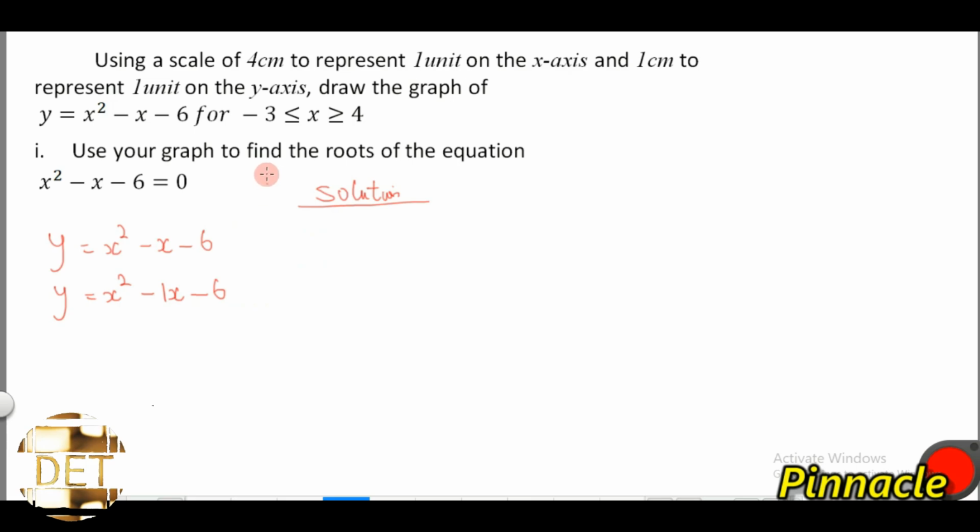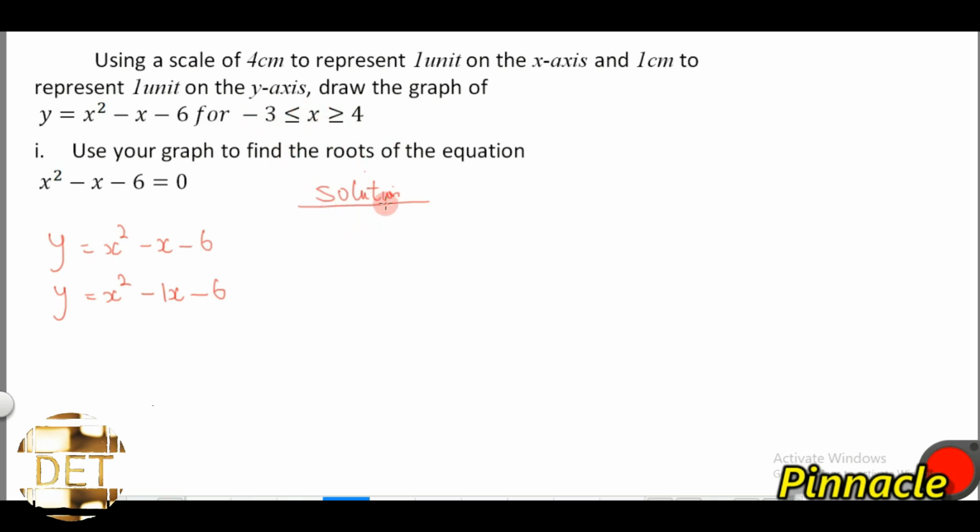So the next thing that you would want to do is to write out the table of values. The table of values that you would use to draw the graph. So the question is, using a scale of 4 centimeters to represent 1 unit on the x-axis and 1 centimeter to represent 1 unit on the y-axis, draw the graph of y is equal to x squared minus x minus 6 for a value of x ranging from minus 3 to plus 4.